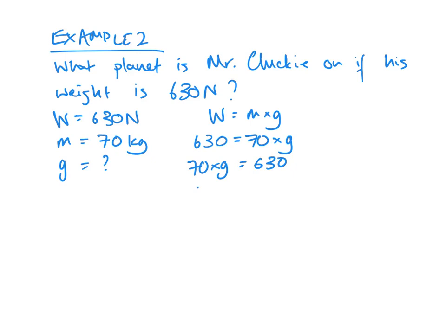Then I need to get g on its own. I need to do the opposite of multiplying it by 70, i.e. I need to divide it by 70. And whatever I do to one side of a formula, I must do to the other. So on the left-hand side, they cancel out and leave me g. And on the right-hand side, I can get my calculator out and work out that g is 9 newtons per kilogram. And then lastly, I can go and look up the table of gravitational field strengths.